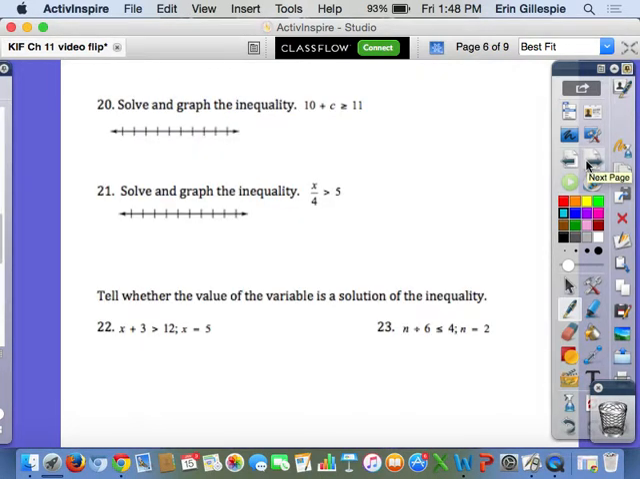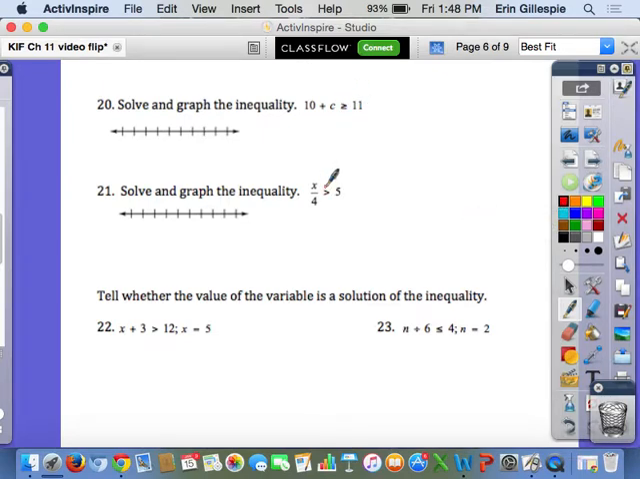Some more chapter 7. Inequalities was the other half of chapter 7. So remember, inequalities we solve the same way as we solve equations. You have to use opposite operations. You want to isolate the variable. You want to do the same things to both sides. Sides are separated by your inequality sign.